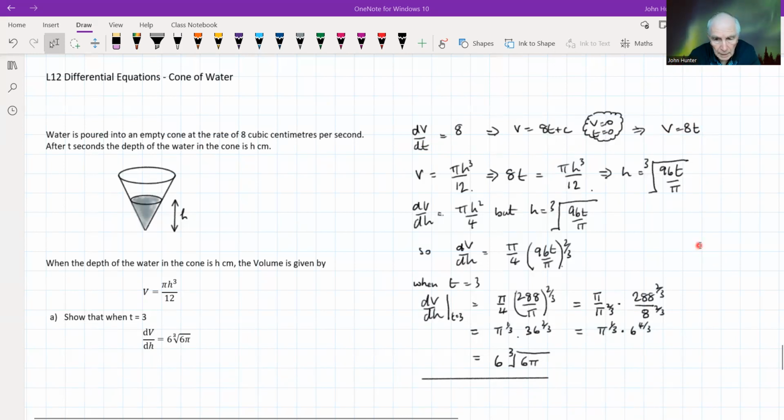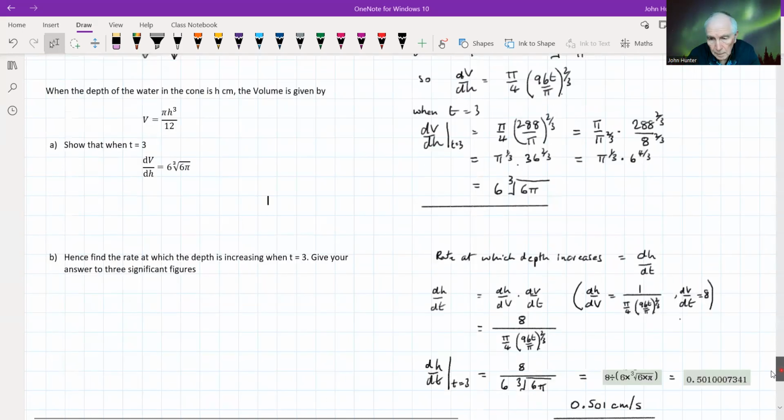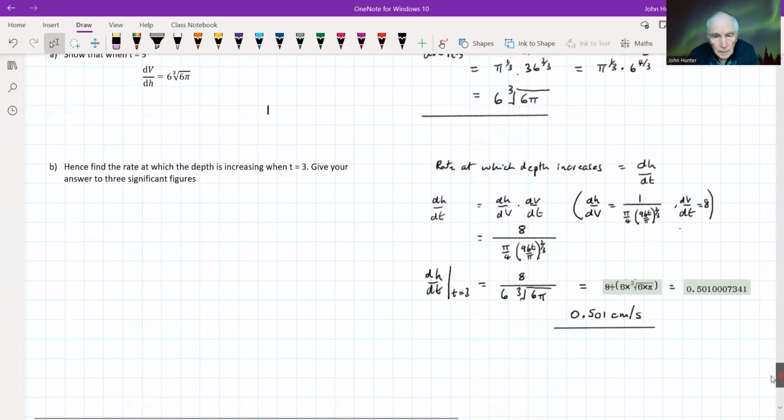We've got a part B here, so let's just have a look at part B. Hence, find the rate at which the depth is increasing, that's h, when t equals 3. Give your answer to 3 significant figures. Okay.